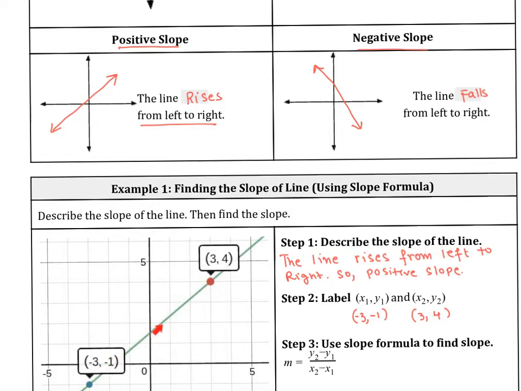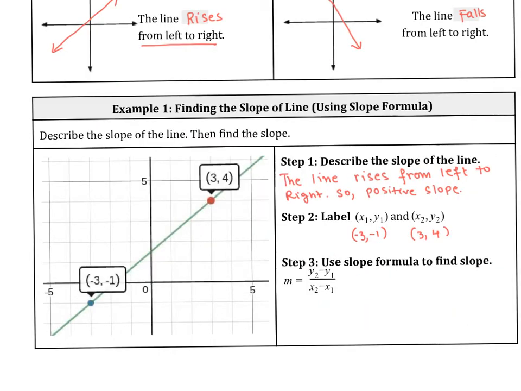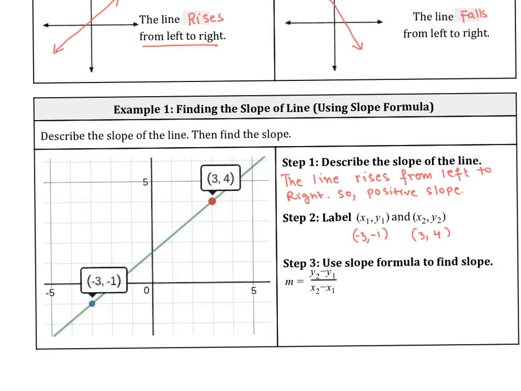So the line is rising from left to right, so it's going to be a positive slope. Step number 2 is label the points x1, y1, x2, y2. So the x1, y1 is, we assume, -3, -1. x2, y2 is 3, 4. Let's apply the formula y2 minus y1 over x2 minus x1. So use the slope formula to find the slope.